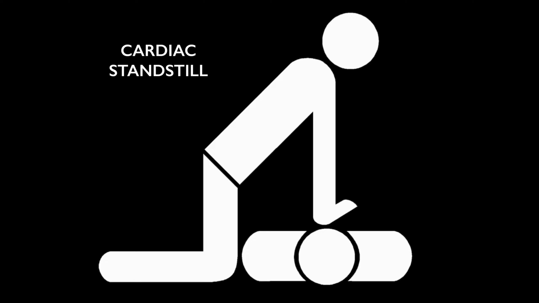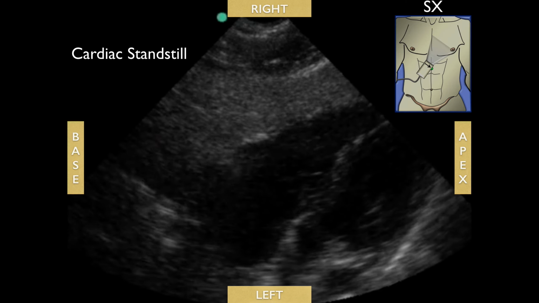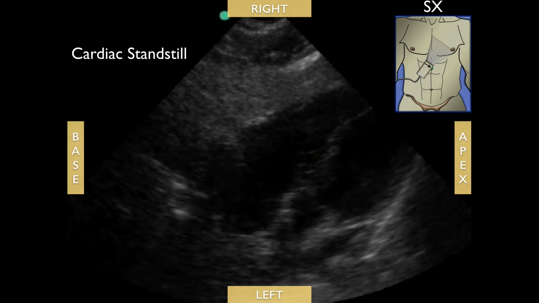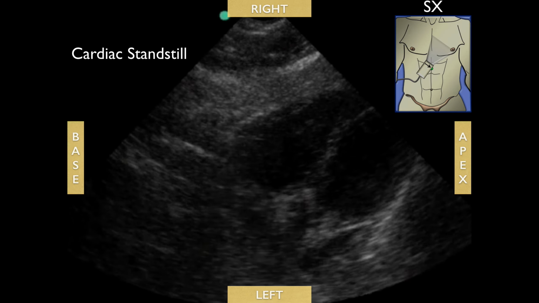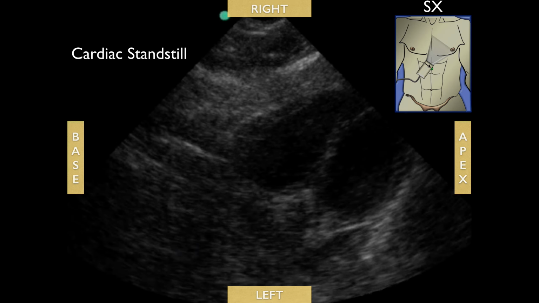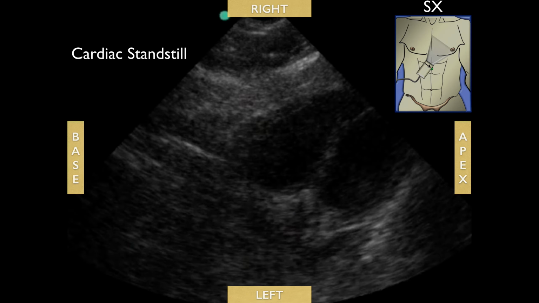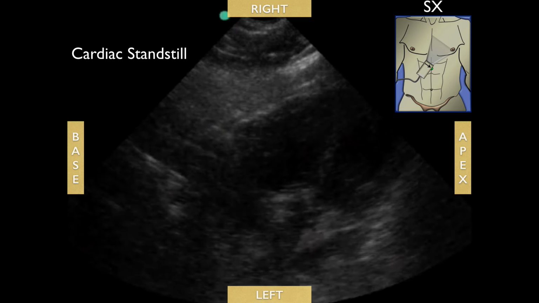So cardiac standstill. Let's say you're in a code situation, and the team is unsure when to stop. What you can do is a quick ultrasound of the heart using any view you can get, parasternal long or subxiphoid, probably the two most common views to get. And you see here that in this subxiphoid view, this patient has no cardiac activity whatsoever.